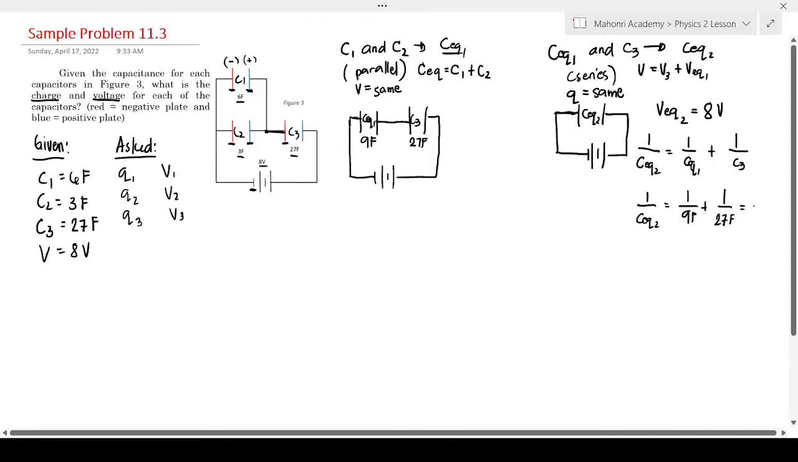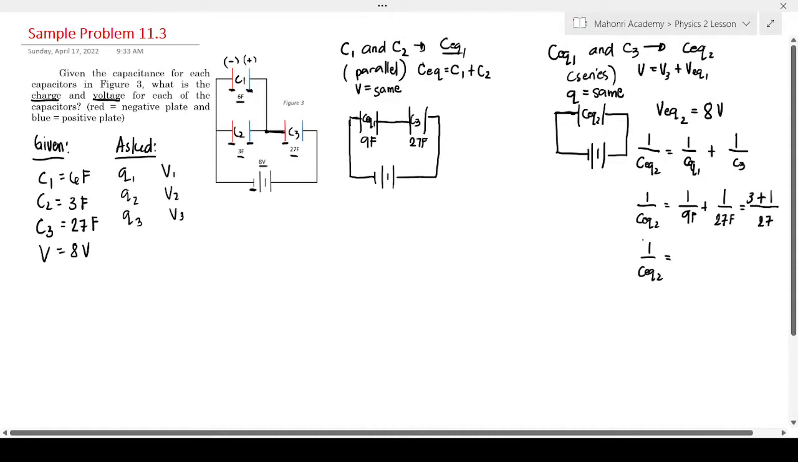And if you measure that, what is the least common denominator of 9 and 27? It's 27. So 27 divided by 9 is 3, times 1, so 3. 27 divided by 27 is 1 times 1, so that's 1. So that's 4 over 27.